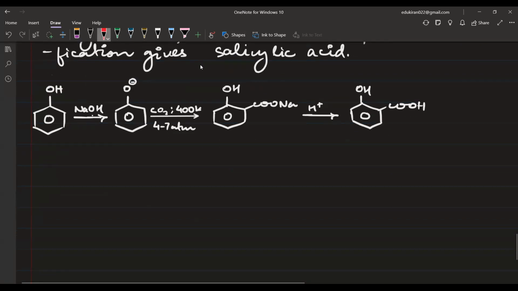After this, you write the mechanism. Mechanism is not in your course for understanding, but still. So we'll start with the phenoxide ion because we know that NaOH is a base and phenol is an acid. H plus will be abstracted by the NaOH here, and we will be getting O minus and Na positive, right? So you have something like this.